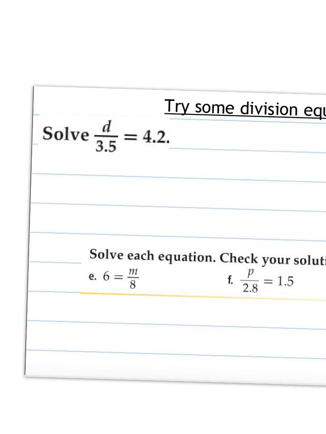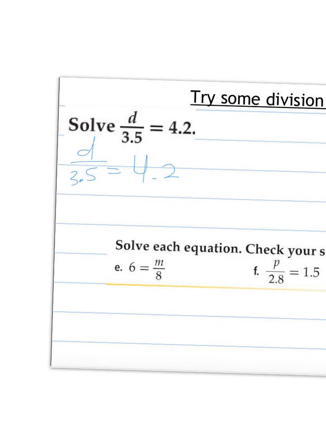Okay, let's do another one here. d divided by 3½ equals 4 2/10. Okay, so I'm going to rewrite this equation so I have a little bit more room. All right, we are taking our variable and dividing it by 3½, so now we need to do the inverse of that, which is multiplication. So we're going to multiply each side by 3½.